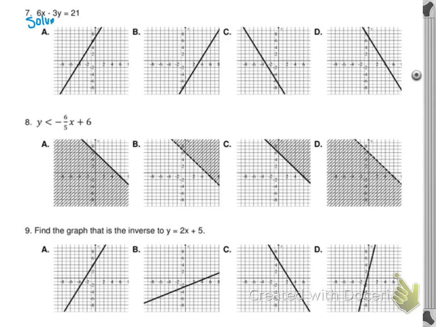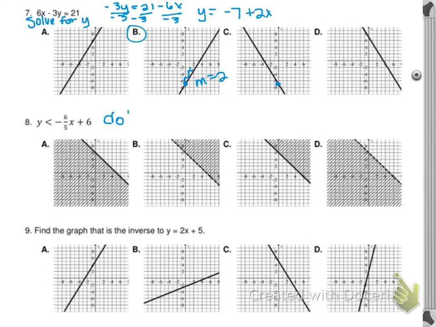Okay, next you need to solve for y. So in doing so, we're going to subtract 6x from both sides, then divide by negative 3. So y equals negative 7 plus 2x. So there's only 2 answer choices that have negative 7. And then you have to look and see that only one of them has the slope of positive 2.